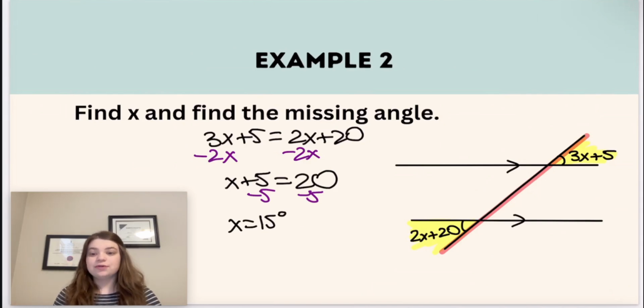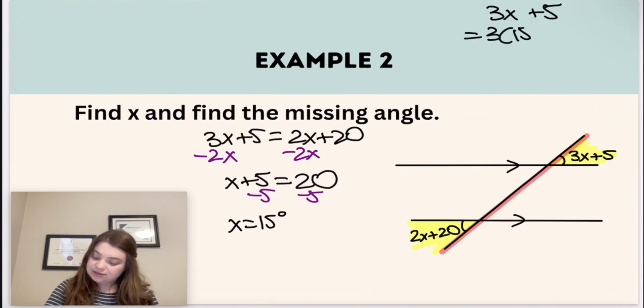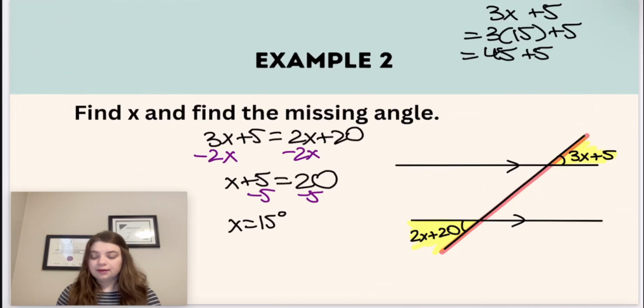But they also asked for the missing angle. So to find the missing angle, we're going to plug in 15 into either one of these, or we could do both if we'd like to check that our answer is correct, because no matter which one we plug the 15 degrees into, we should get the same for both angles. So if we plug it into 3x plus 5, we get 3 times 15 plus 5, which is 45 plus 5, which is 50. Then if we plug it into 2x plus 20, we should also get the same thing, that the answer is 50 if we've done this correctly.